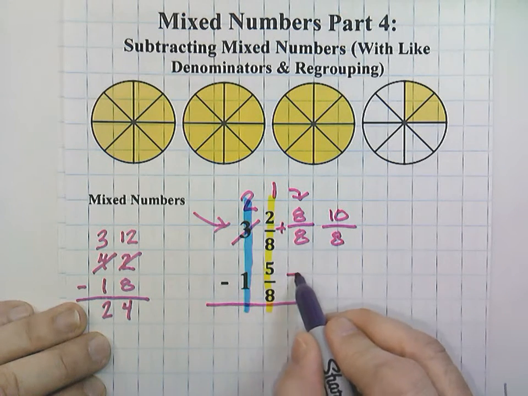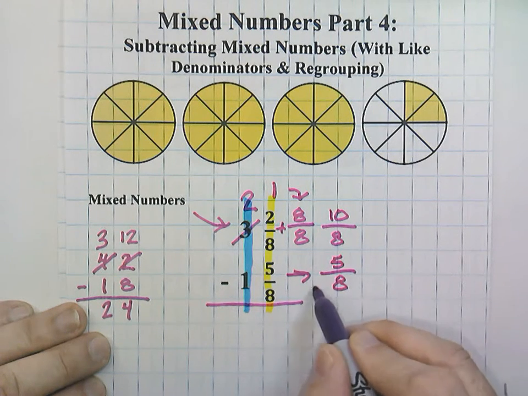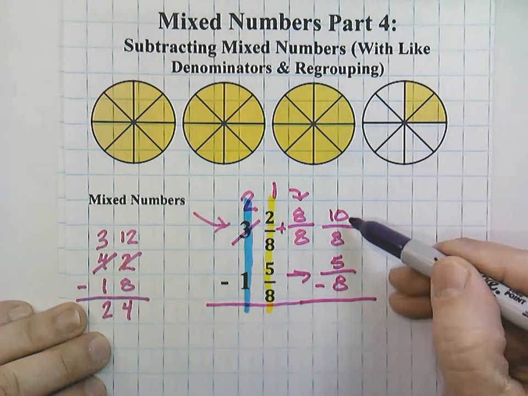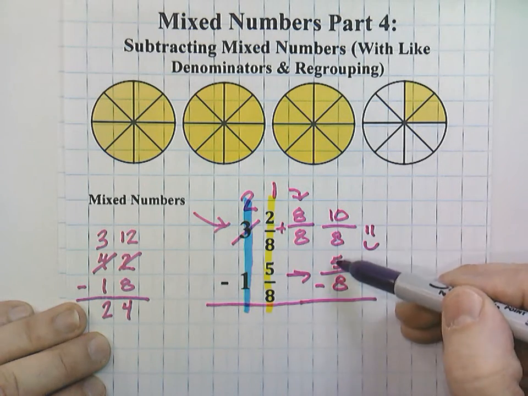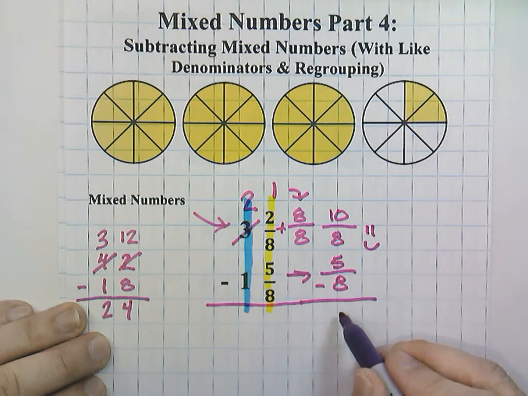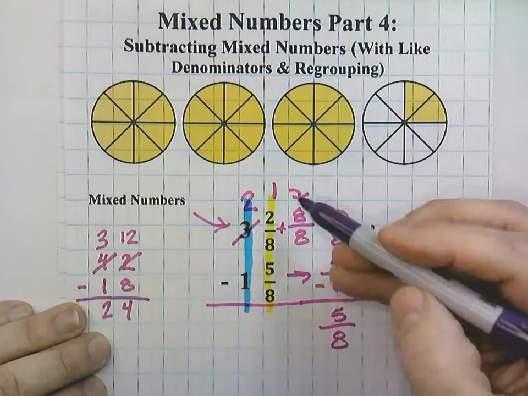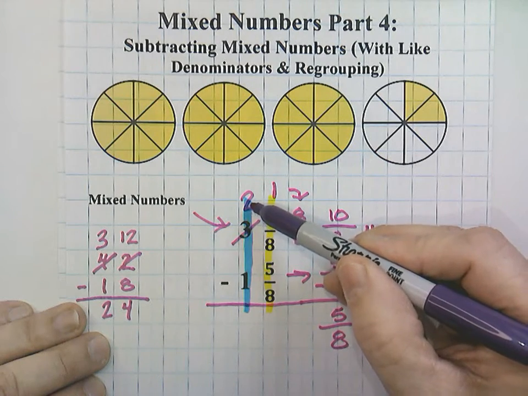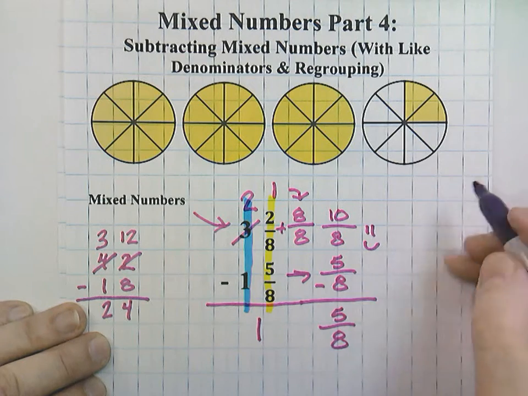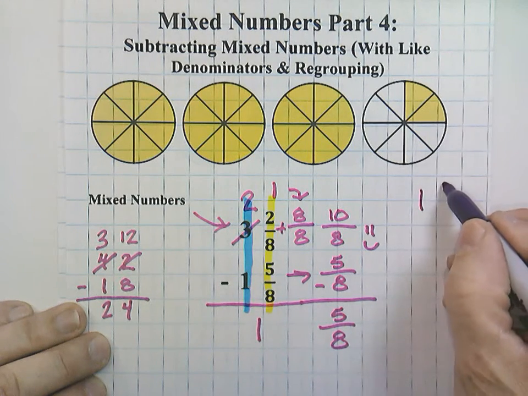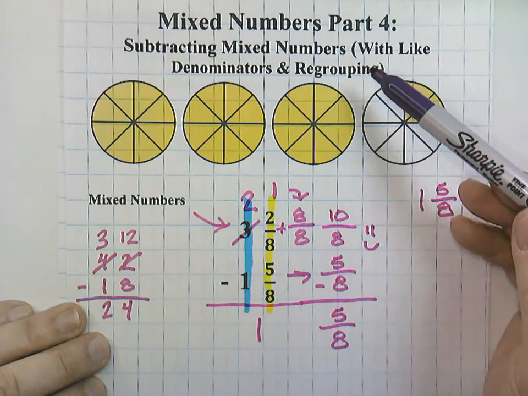Now we're going to slide this over. I'm just going to rewrite it so that we can clearly see it. And now I can go ahead and subtract. 10/8 minus 5/8 would be 5/8. And then go back to our wholes, right? 2 minus 1 is 1. So our answer would be 1 and 5/8. So that's what we mean when we're talking about regrouping.